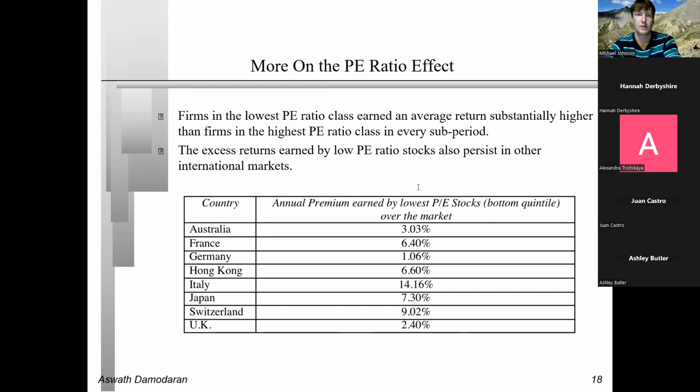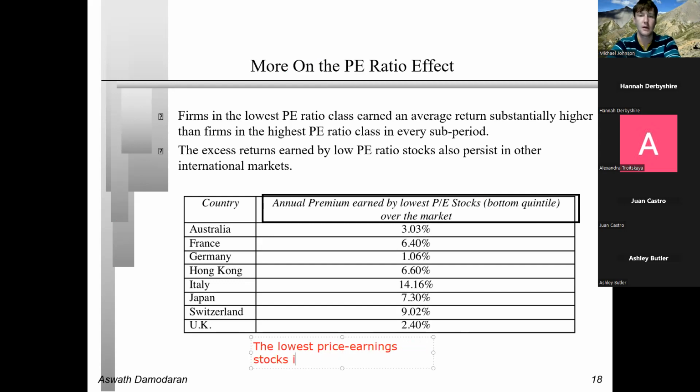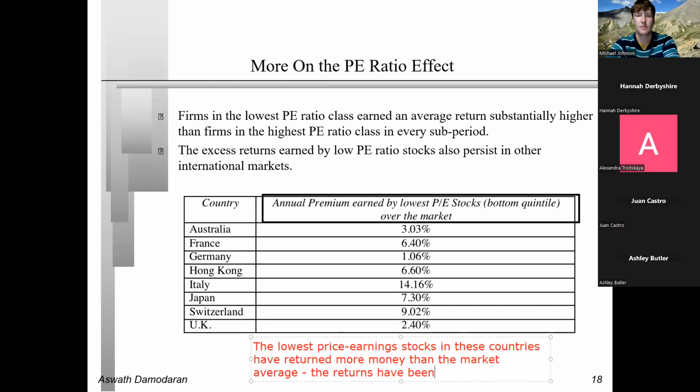So here, the annual premium earned by lowest price to earnings ratio stocks over the market, in all these countries, the lowest price to earnings ratio stocks in these countries have returned more money than the market average. Yeah, so the returns have been higher. So this shows that the returns are also higher here.